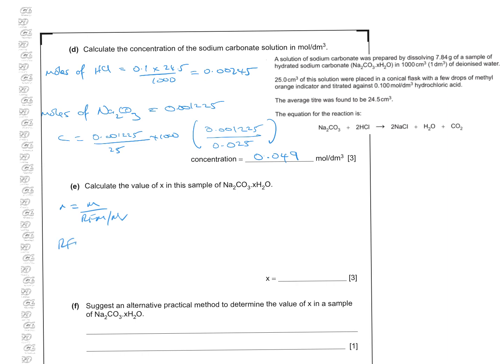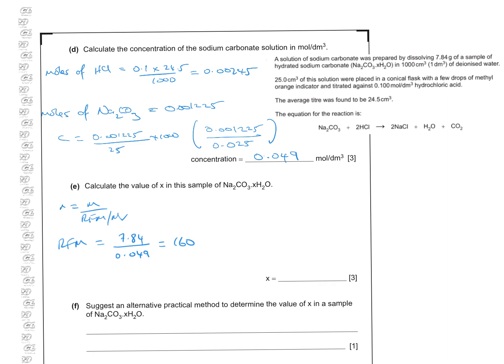So well, I'm just going to stick with RFM here. That's going to be 7.84 divided by the number of moles that produced, which we worked out in part D, which is 0.049. And that equals 160. So just be aware that very often in titration type calculations, an answer to one part is often carried through into the next part.